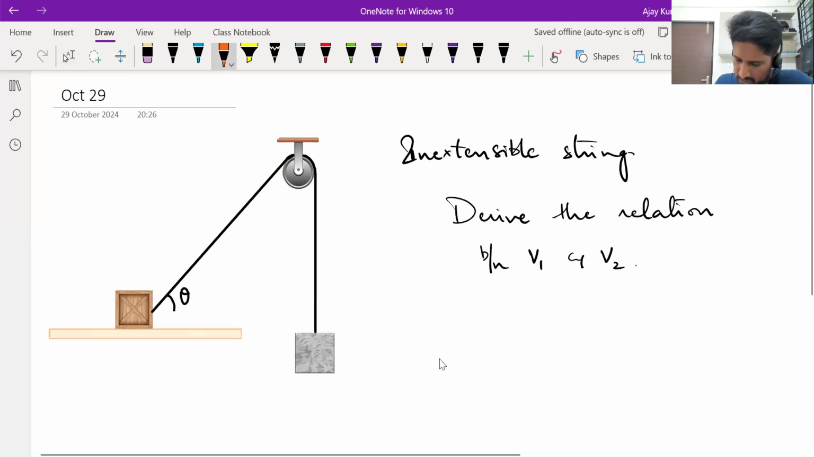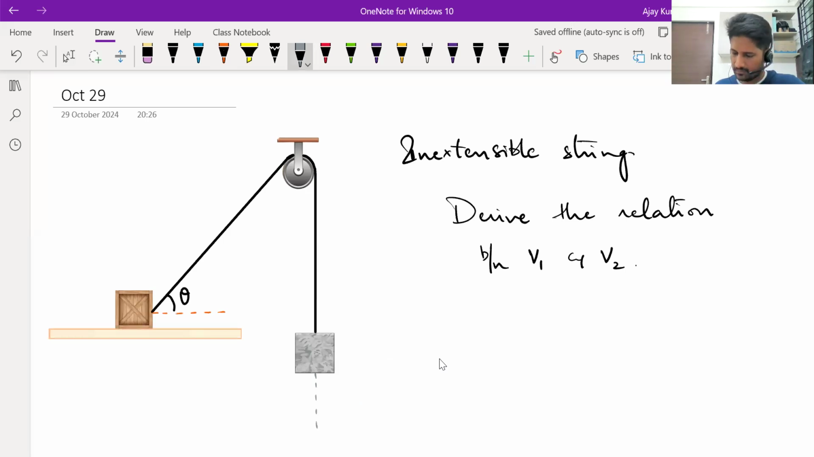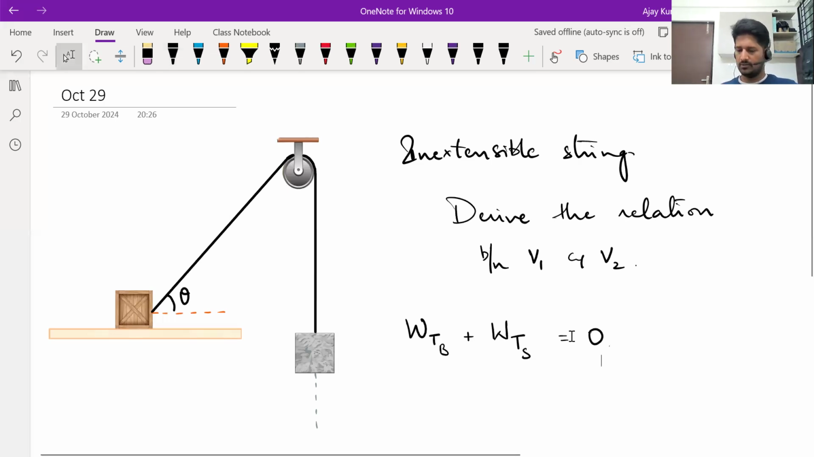The box is moving to the right side and the stone is moving down. We are going to use the fact that work done by tension on the box plus work done by tension on the stone is 0. There are no other moving parts in this system. And these are rigid bodies, so work done should be 0.